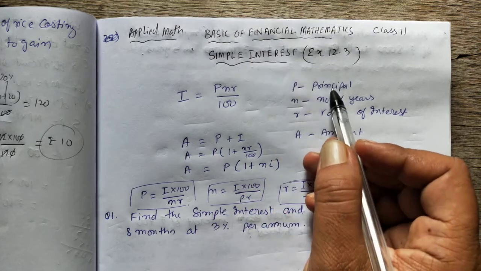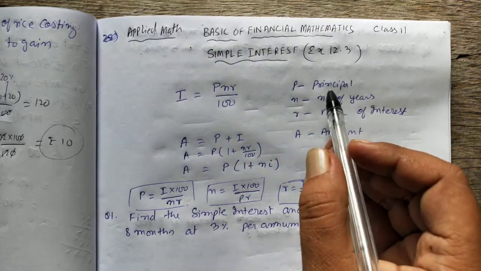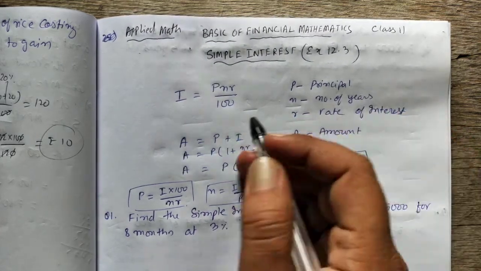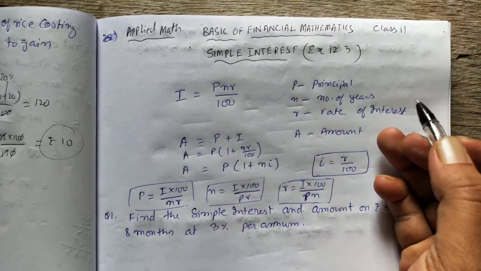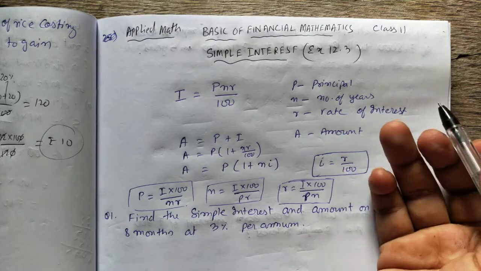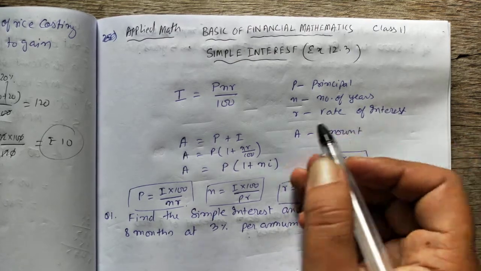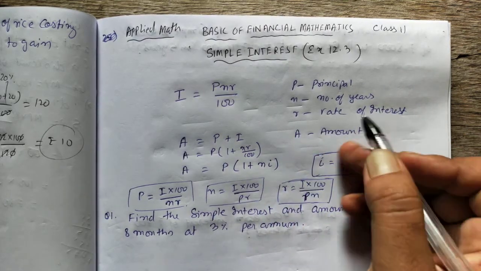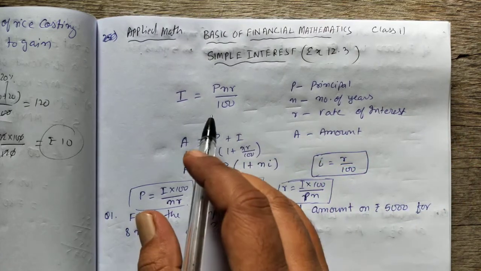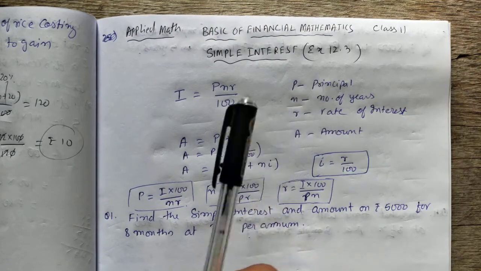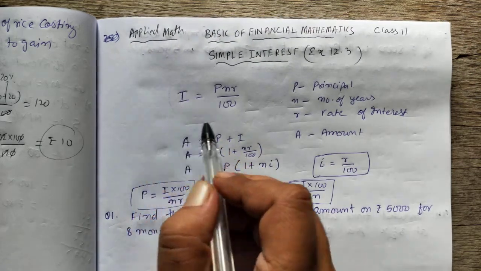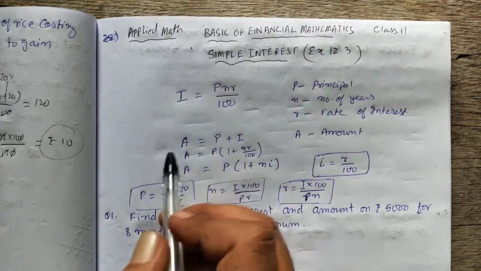P stands for principal amount, the amount of money you deposit in the bank or lend to someone. N is the number of years or time period. It can be in the form of months, days, anything. R is the rate of interest, at what rate your money is growing. A means the amount you are going to get back. So this is the formula of interest: I equal to PNR by 100.